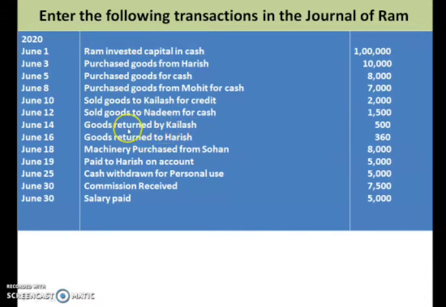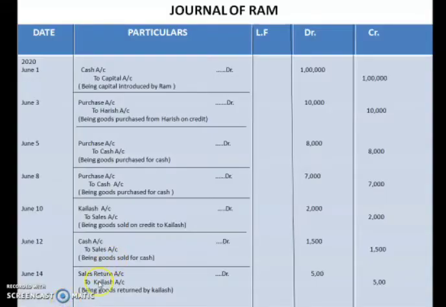Okay, so we have sold these goods and they are coming back, so it's an entry of sales return. You sold something and it is coming back, so sales return. So what you have to do here is sales return will be debited. When you sold the goods, sales was credited. Now the goods are returned to you, so sales return will be debited to Kailash account. Being goods returned by Kailash, 500 is the value of the goods which are returned.